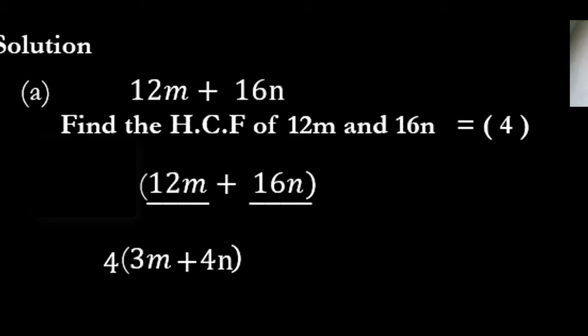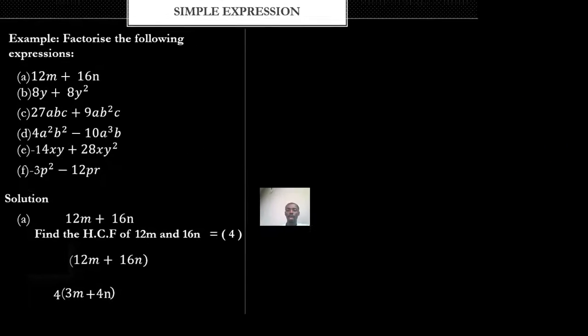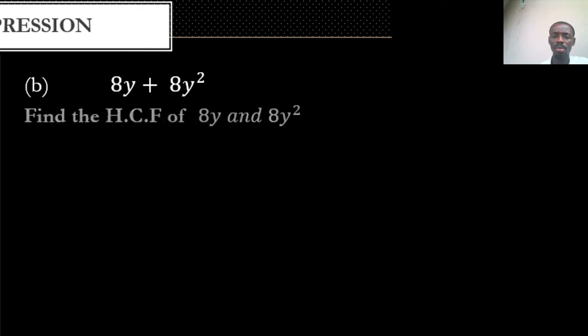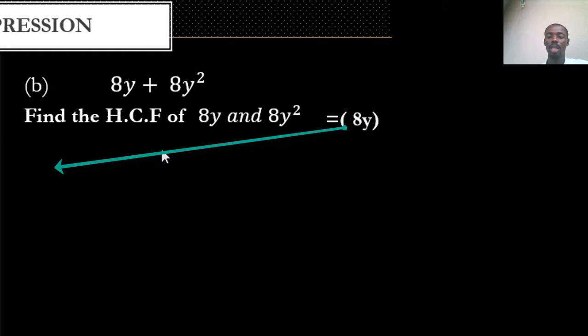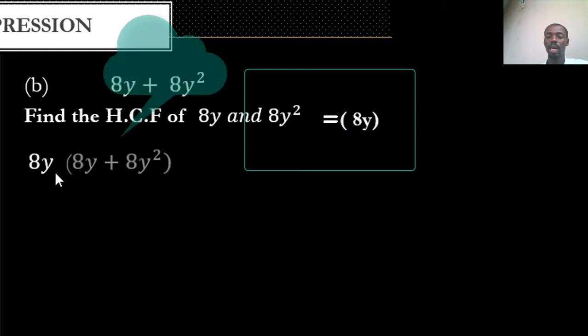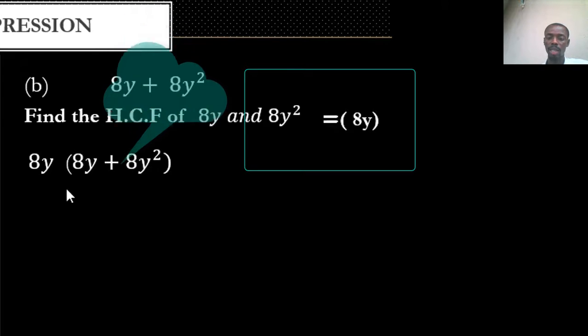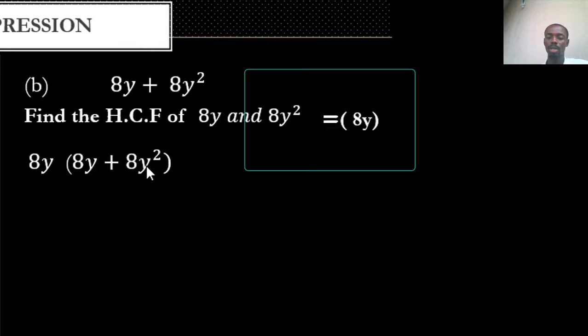So let's proceed. For B, we are having 8y plus 8y squared. So how does this work? You look for the HCF of 8y and 8y squared. So what do you think is common to both? That is 8y, just like you've seen it. So what do you do now? You bring out this highest common factor, which is 8y. Then you open a bracket and have this inside.